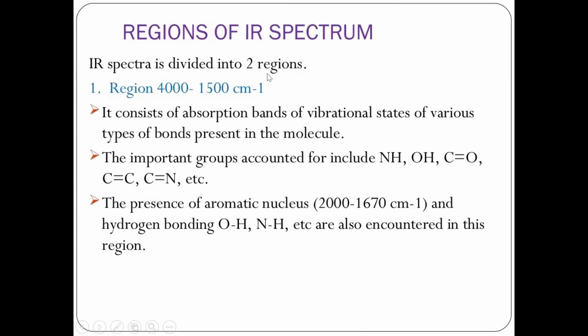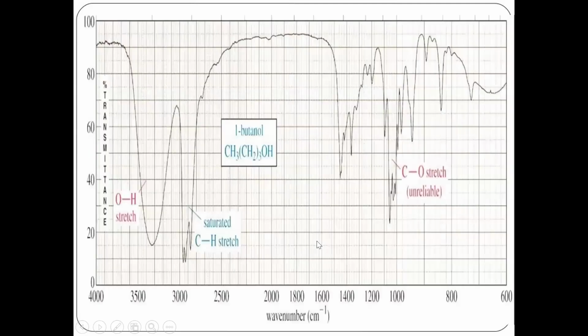IR spectrum is divided into two regions. The wave number range for the first region is 4000 to 1500 centimeter inverse. Here there are absorption bands of vibration states of various types of bonds. So these functional groups show the absorption bands in this region: NH, OH, C double bond O, C double bond C, C double bond N. These are the different bonds present in organic compounds which show absorption bands in this region. The table will be given in the next slide.